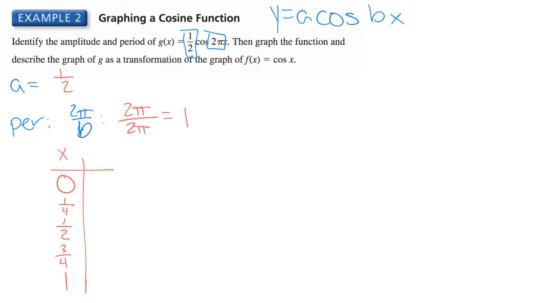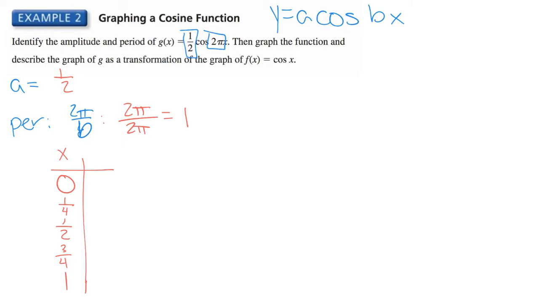So what I did was I took that period and I did 0 plus the period because I don't have any shifts going on at this point. So 0 plus 1 is 1, so my last point is 1 out of my 5-point method. Then I cut it in half, got 1/2. Cut that in half, and got 1/4 and 3/4. And my x values are set. So the period affects your x, and the A, which is your amplitude, affects your y.